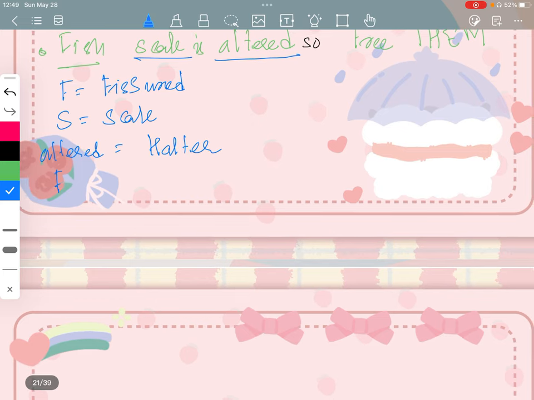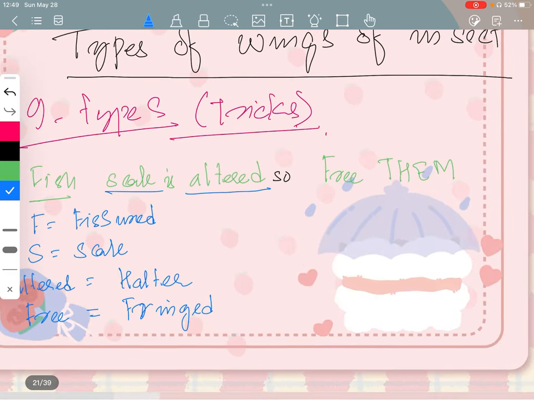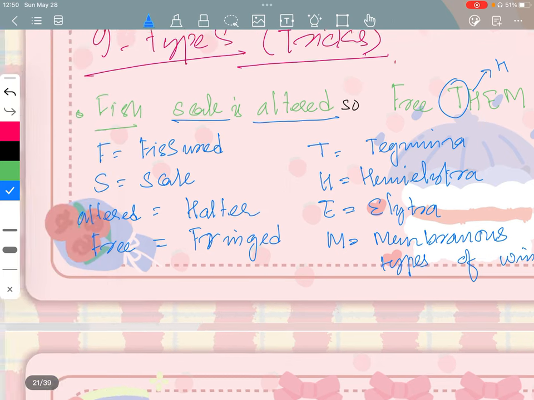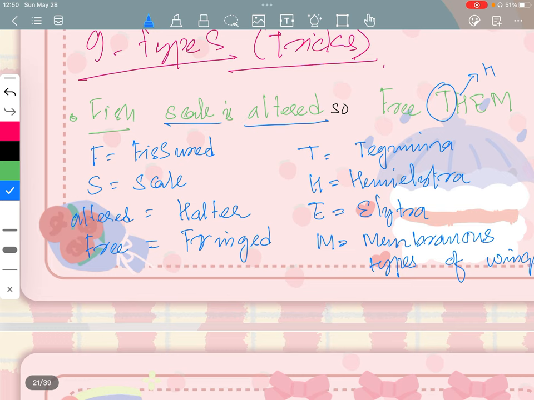And by pre, we can remember fringe type of wings. Then we have T, from T we can remember tegmina type of wings. From H we can remember hemelytra types of wings. From E we can remember elytra types of wings. And from M we can remember membranous types of wings. So here is how I can remember all the 9 types of wings. That was the first thing.